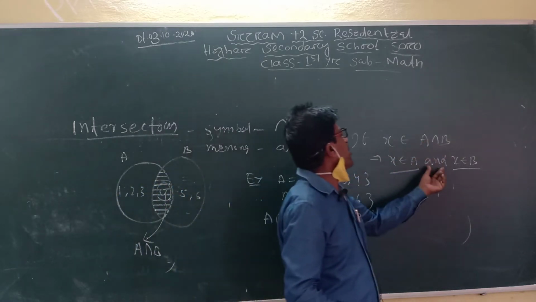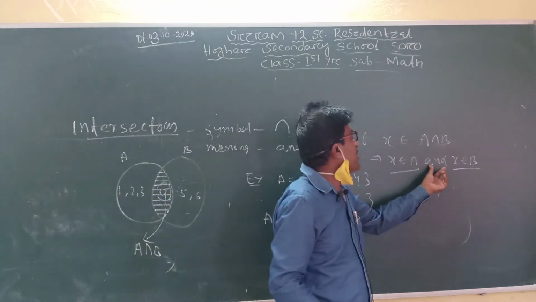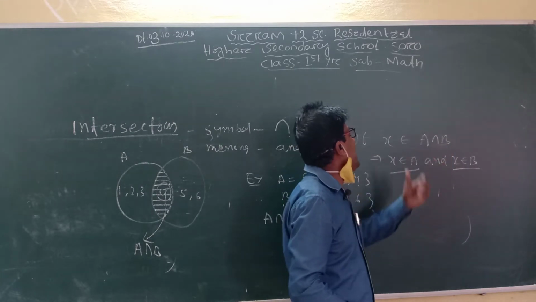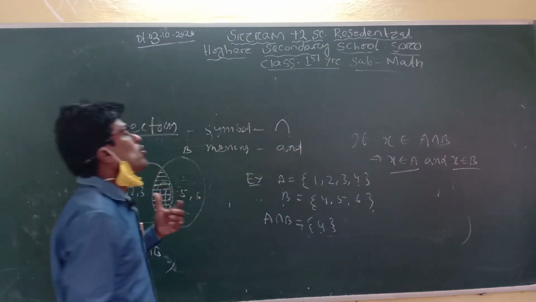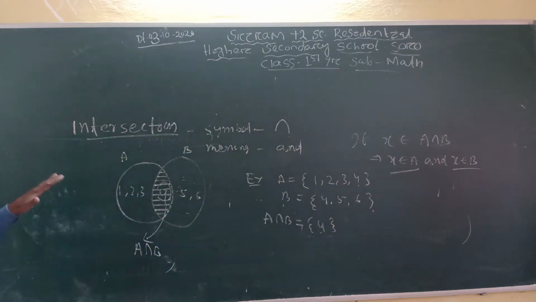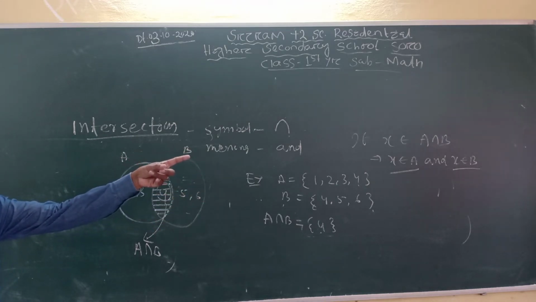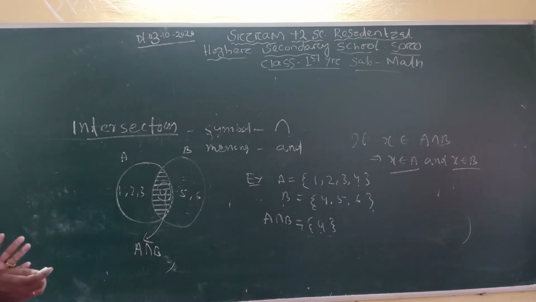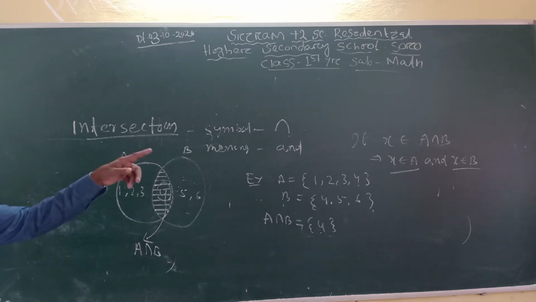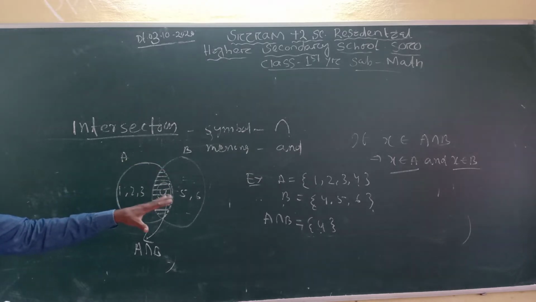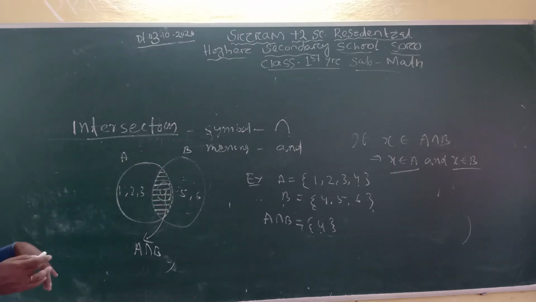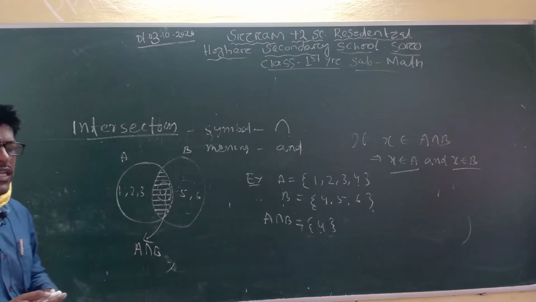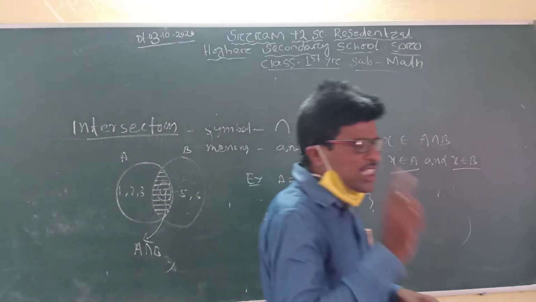So for intersection we use the logical symbol "and", and for union, "or". That is all about intersection: the Venn diagram, the example, and the mathematical expression, where we describe intersection using "and". Why I used "and", I have already discussed. Now I am going to some properties of intersection, especially those in your books.